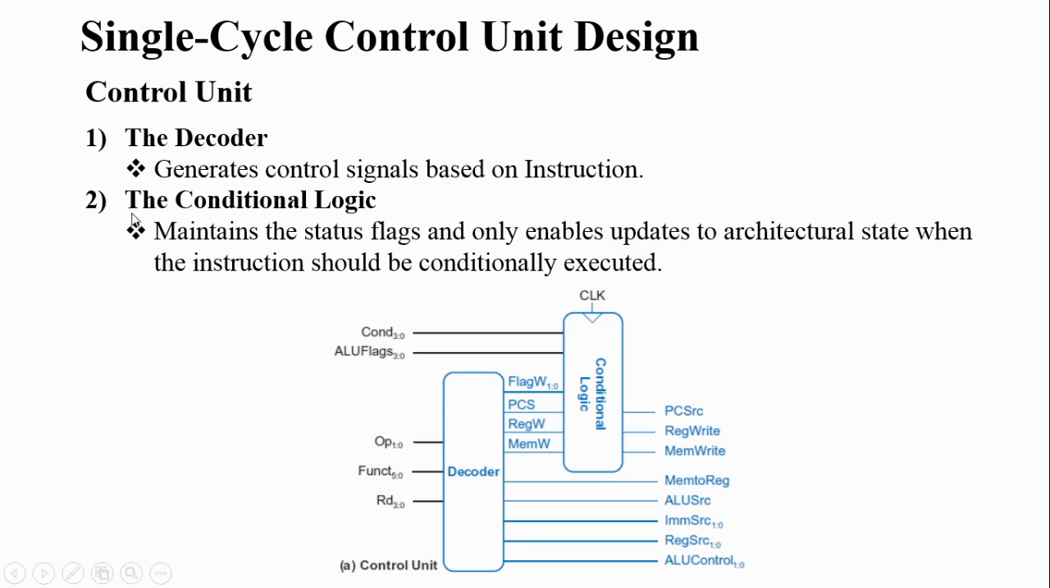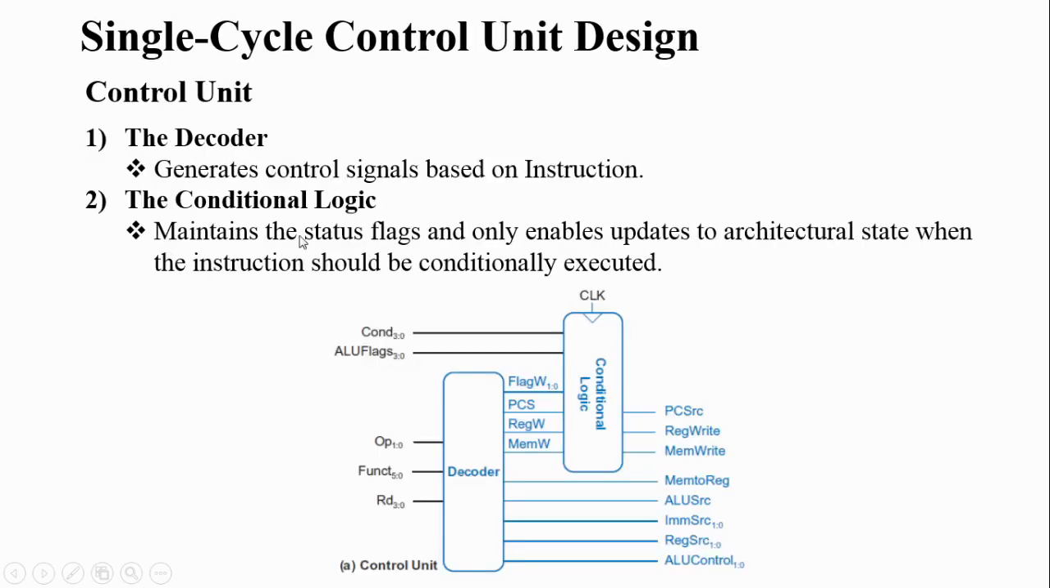So the basic function of the condition logic is to keep track of the condition. If you are writing an instruction, say ADD EQ, that means the addition will take place only when the zero flag is set. EQ stands for equal to. So when the zero flag is set, your addition will take place. Such conditional execution will be handled by the conditional logic.